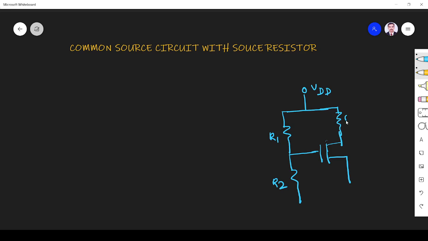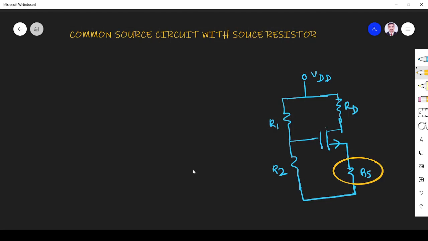This is RD, and here I add RS, the source resistance. So this is newly added. Fine, and it is an NMOS circuit. Here you see this is what I have added newly. So what is the role of the resistor? Let us see.